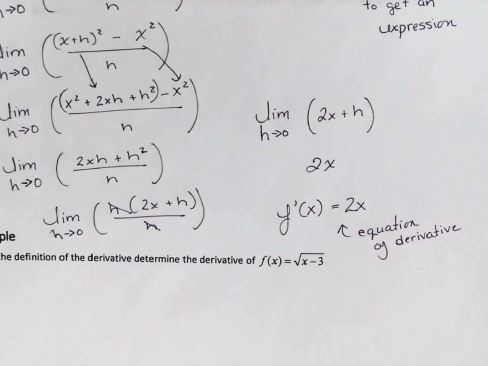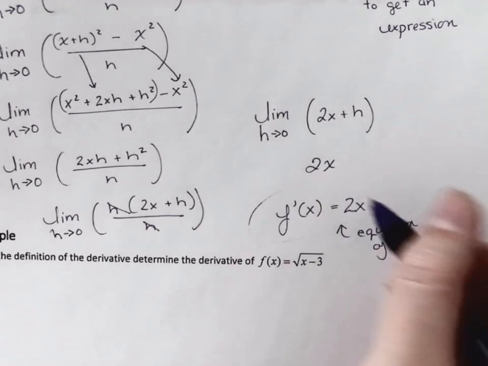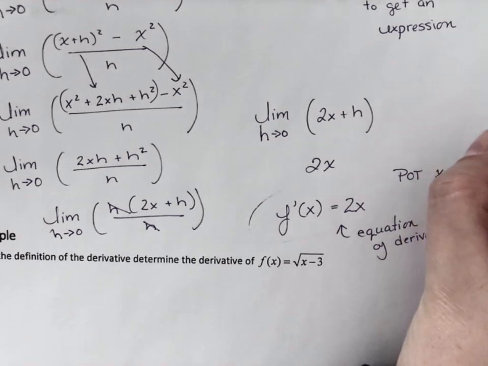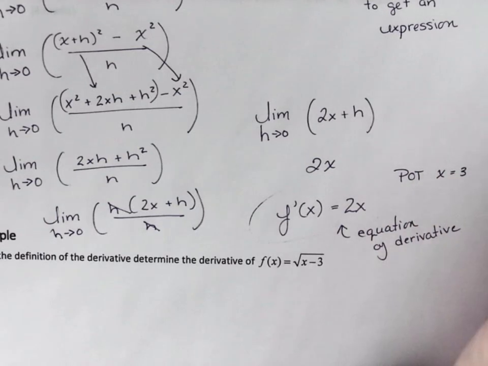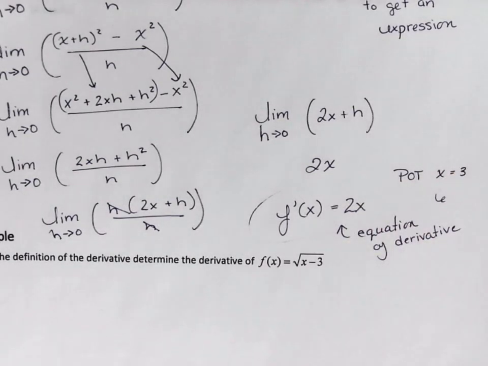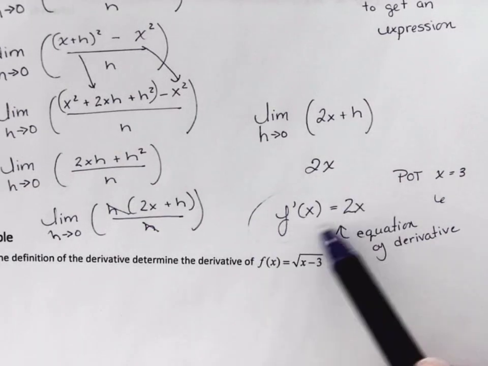So if I said our point of tangency was at 3, what would be the slope? 6. So that's what this is helpful for: if I now give you a point of tangency and I say x is equal to 3, you know that the slope, or the limit of the function, is going to be 6, because you're just going to substitute it into that expression for the slope.